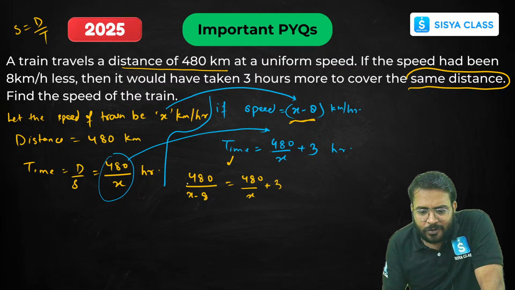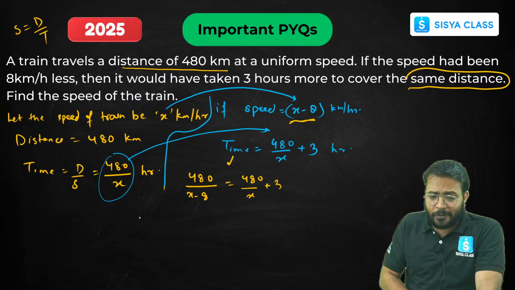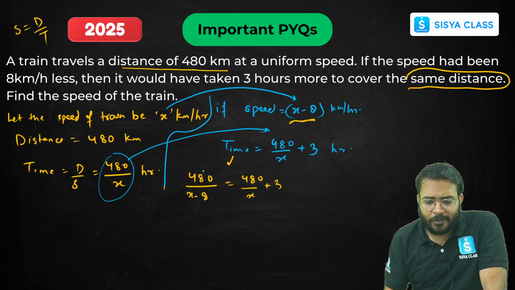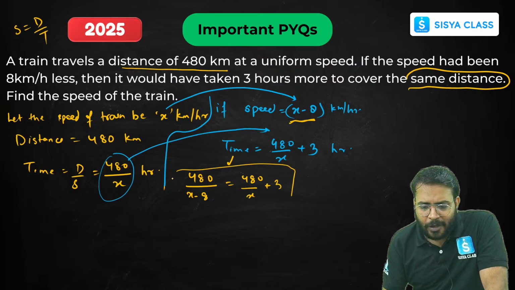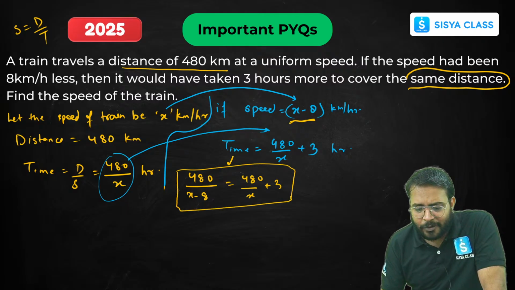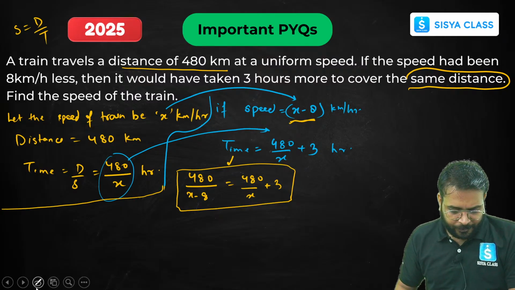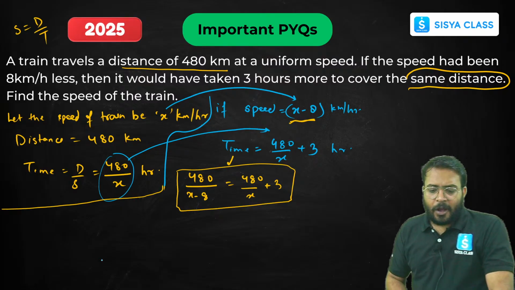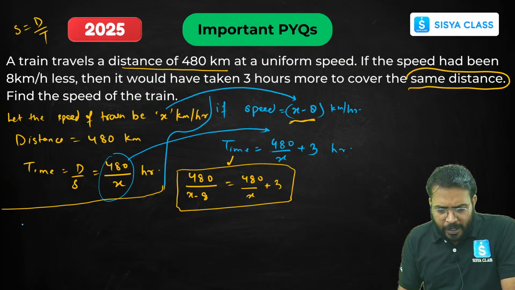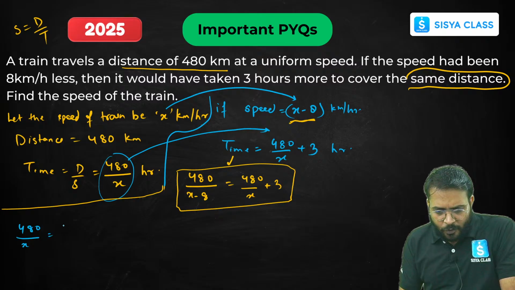So can we solve this and find the value of x? Definitely. After solving this, you will get the value of x, and the value of x is nothing but the speed of the train that we have assumed. So let us solve this. 480 by x minus 8 equals 480 by x plus 3. Here I am taking x as my LCM, so it is going to be 480 plus 3x over x. Can we cross multiply?